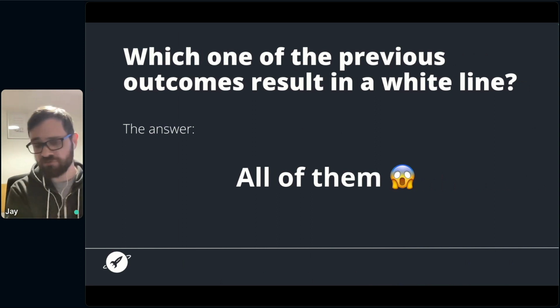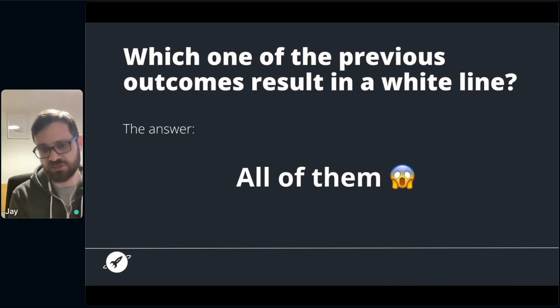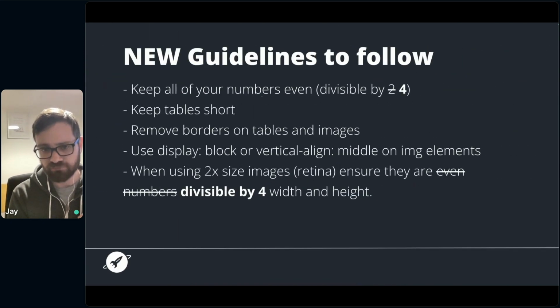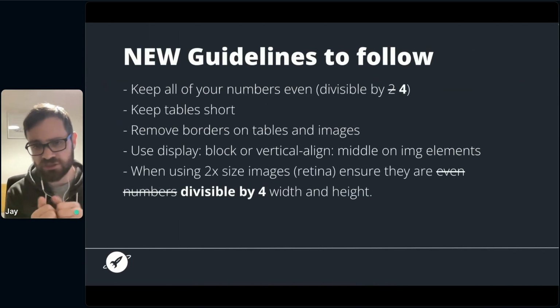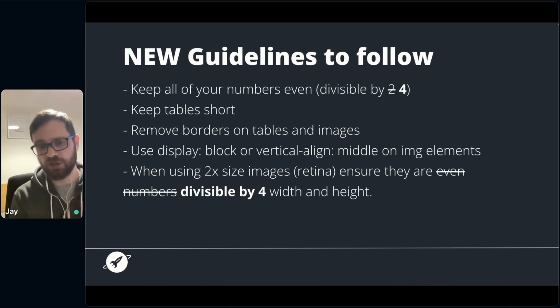from all of the tests and all of the development everyone's done and everything that everyone shares, we have so many issues with this. So how can we prevent this, and how can we figure things out? I've come up with these new guidelines to follow, which can hopefully help us mitigate it as much as possible. But unfortunately, I just don't think we're actually going to fix it 100% of the time. So the new things to think about are: keep all of your numbers even, but divisible by 4.